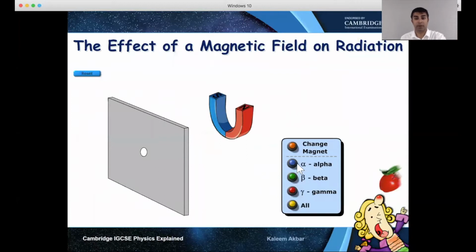So here we go. Here we've got alpha going up the way. Please do note that the deflection in this PowerPoint is exaggerated. It's a little too extreme. You get beta that goes down the way. Again, that is way too extreme when it comes to deflection. And we have gamma that does nothing. It goes straight through because it has no charge. Here are all three together. Alpha goes up, beta goes down, and gamma does nothing because it has no charge. You figure this out using Fleming's left-hand rule.